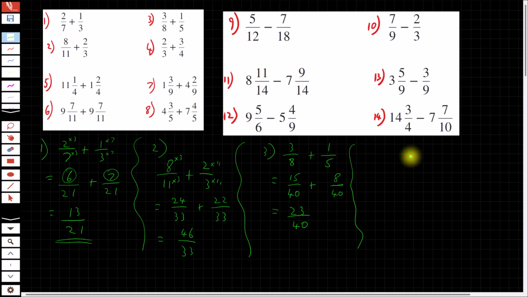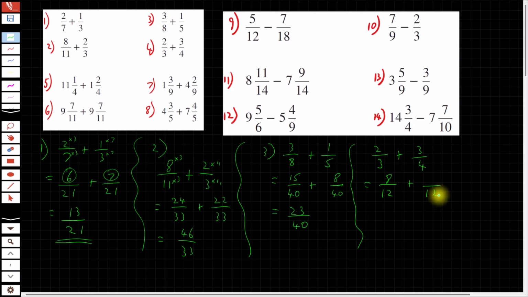Number 4, 2 over 3 plus 3 over 4. That equals, check the denominators. We can make 12. So 3 times 4 is 12 and 4 times 3 is 12. So 12. To get that 12 in the denominator, we multiplied that 3 by 4. So we need to do the same to the numerator. 4 times 2 is 8.